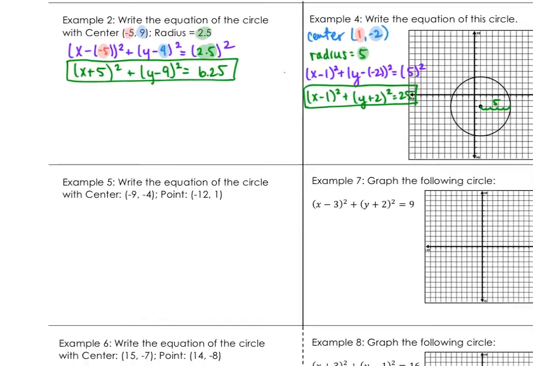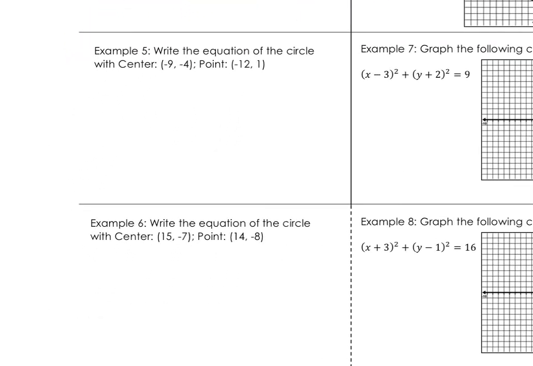Okay, the next example we're going to look at is how to write the equation of a circle when we're given a center and a point. So there's two different ways I'm going to show you how to do these problems. So the first way I'm going to show you is just by using the equation. So here's what we have in this problem. We have our h and we have our k.